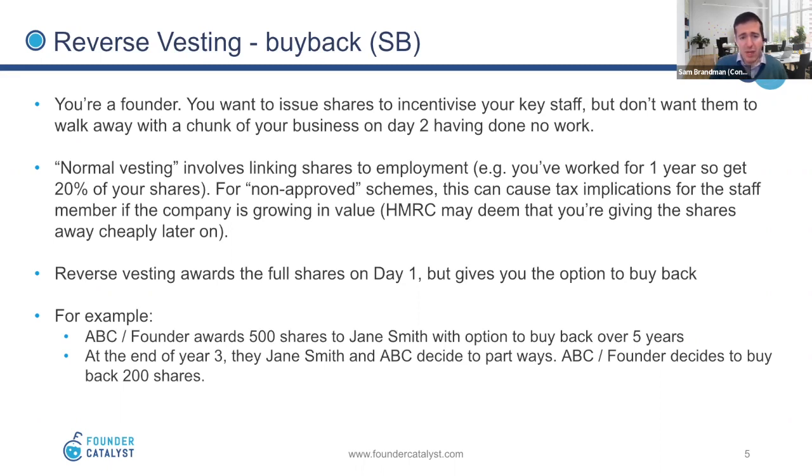And so if I just use the example at the bottom here, there's a founder who awards 500 shares to Jane Smith with the option to buy back over 5 years. At the end of year 3, they decide to part ways, and so 200 shares get bought back. That's quite a simple one.